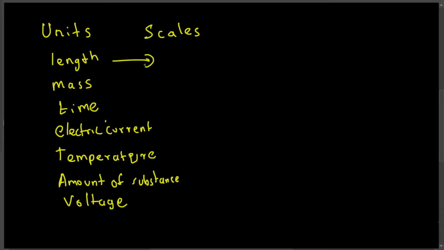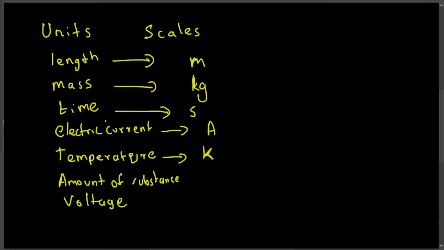Okay, now units like length, mostly in engineering we need to use SI units. So the SI unit for length is meter. For mass it is kilogram, and for time we use second. For electric current we use ampere, for temperature we use Kelvin, and we use mole for the amount of substance, and for voltage we use V.